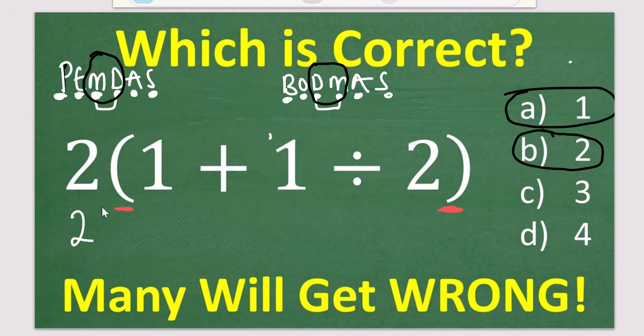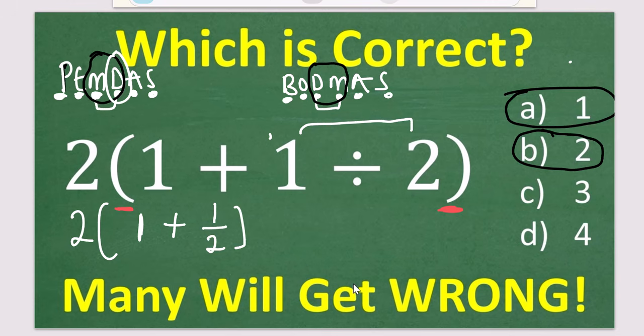So we have 2 into parentheses of 1 plus, if you look at this, you can see that this is an addition sign and this is division. Looking at this, division comes before addition. So there's a need to solve these two first. So here I'm going to have 1 divided by 2. So here I'm going to have 2 into parentheses, 1 plus half, which is 3 over 2.